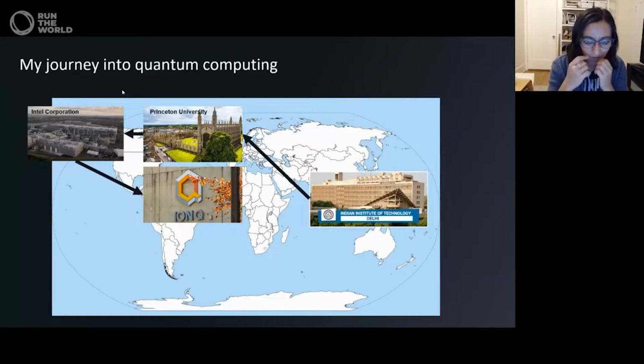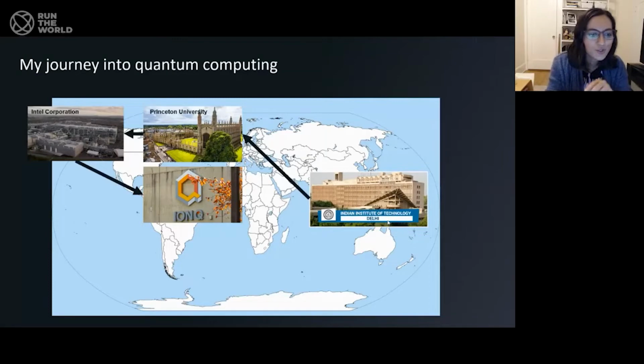So I got fascinated with physics at a pretty early age. It was actually through this book that I read called A Brief History of Time by Stephen Hawking. I think I read that when I was 16 years old. I really decided that I had to be a physicist. So I went to the Indian Institute of Technology in Delhi to get an undergraduate degree in physics.